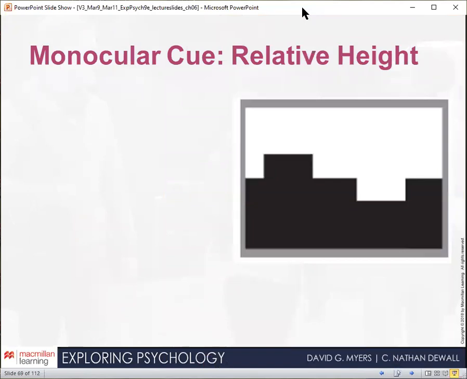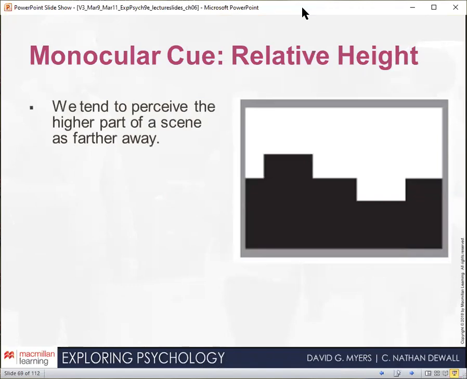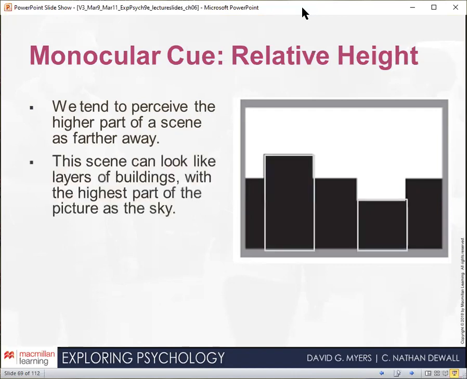So we have these other monocular cues of relative height. We tend to perceive the higher part of a scene as further away. Higher in the scene, it's further away from us. This scene can look like layers of buildings with the highest part of the picture as the sky.